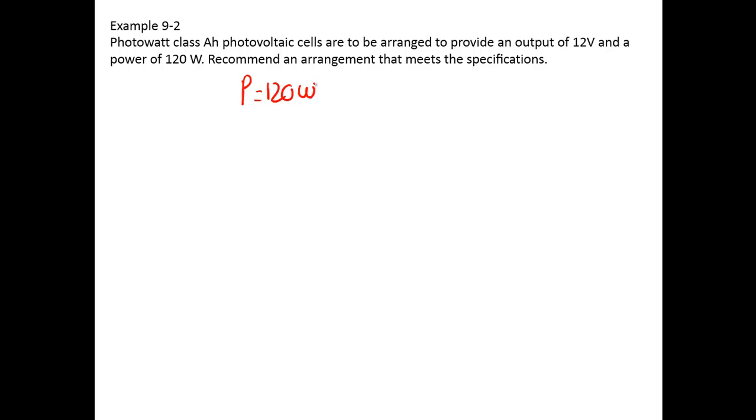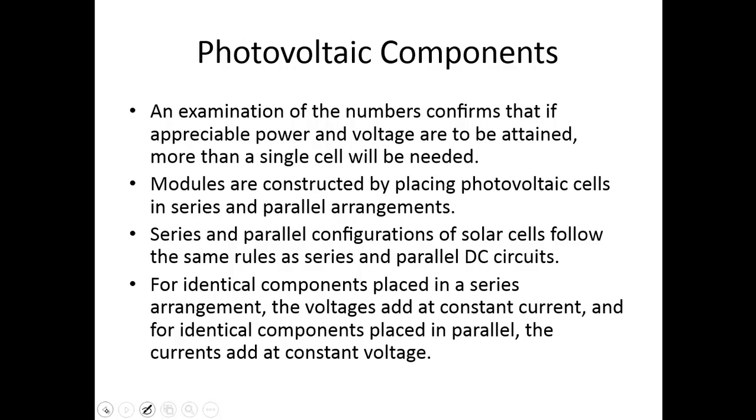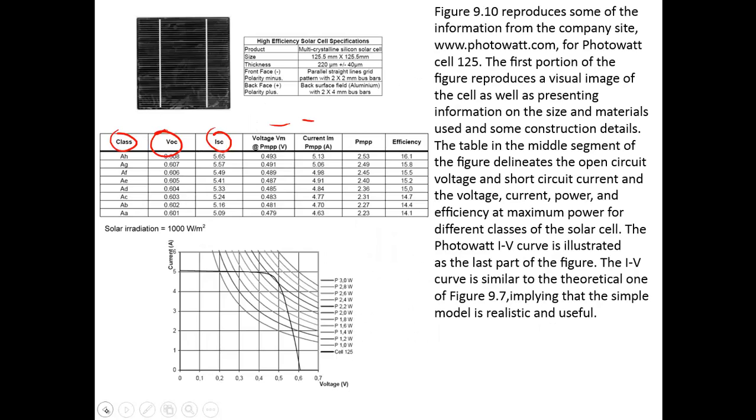I want the power to be 120 watts. So if I go back, I need to find the amount of power per cell. If I do that, I can go back a few slides, looking under photovoltaic, the class AH.